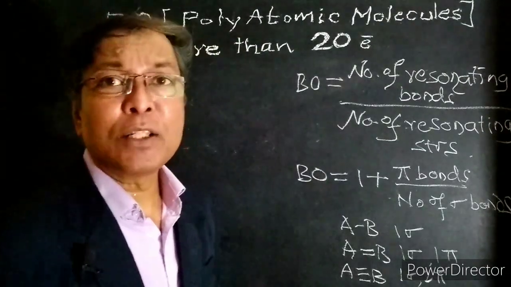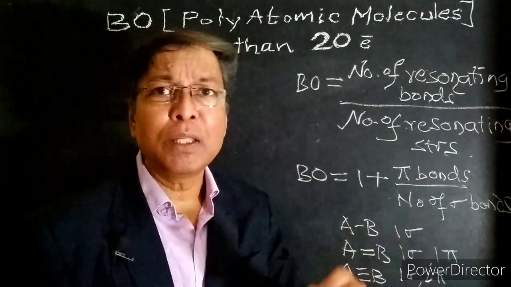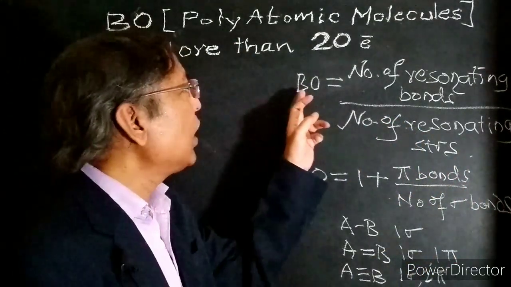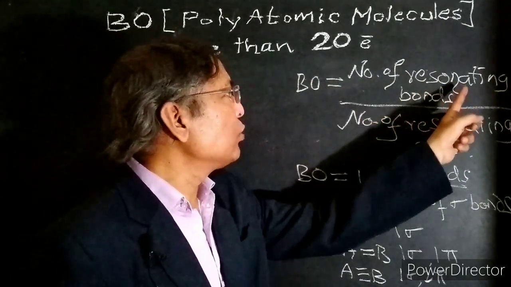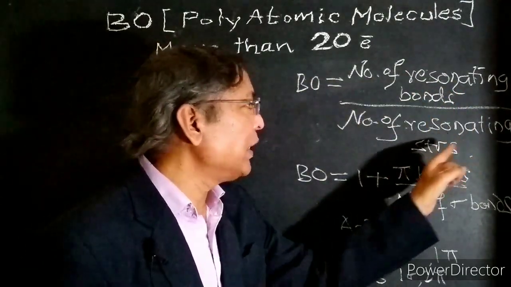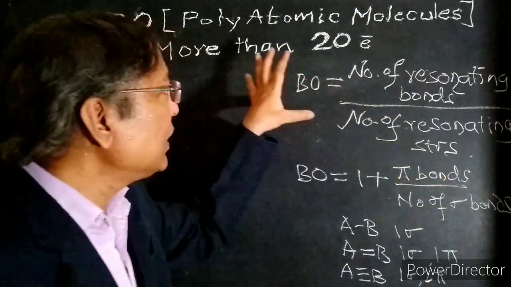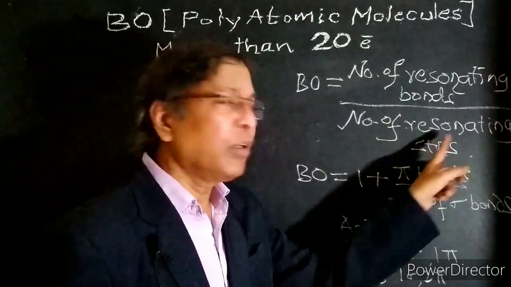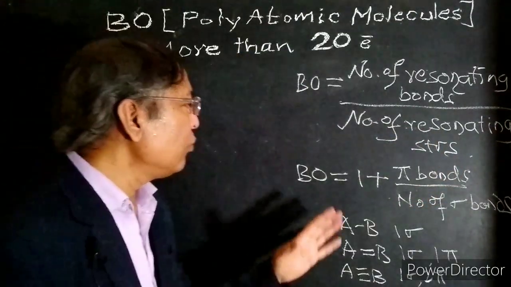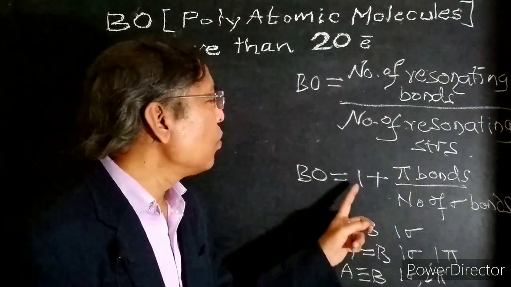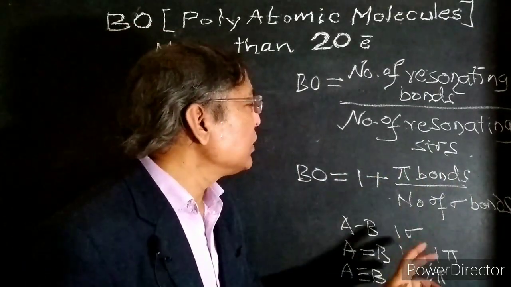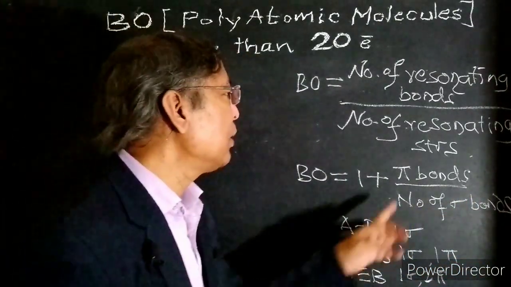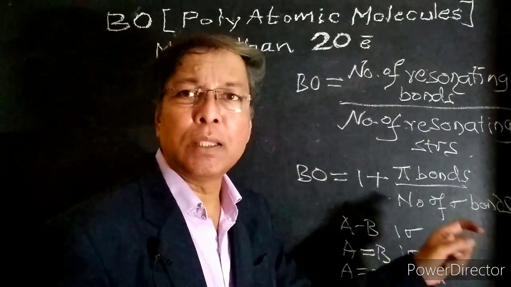Now let us learn how to find the bond order using the theoretical formula method, and you will come to know how difficult these methods are. The first theoretical formula is bond order equals the number of resonating bonds divided by the number of resonating structures. To use this formula, we should know how to draw resonating structures. The second theoretical formula is bond order equals 1 plus the number of pi bonds divided by the number of sigma bonds. To use this formula, we must know the number of pi bonds and sigma bonds in the molecule.